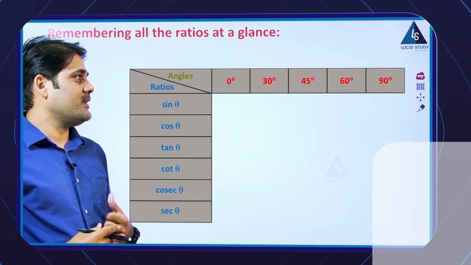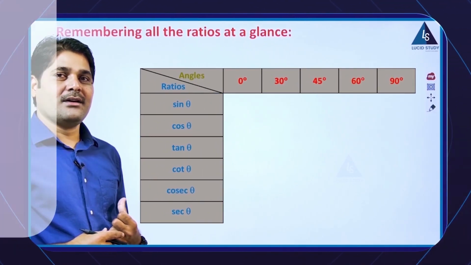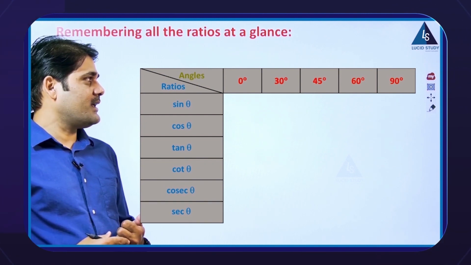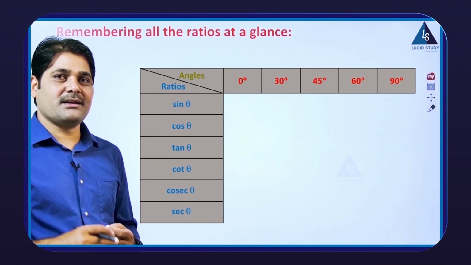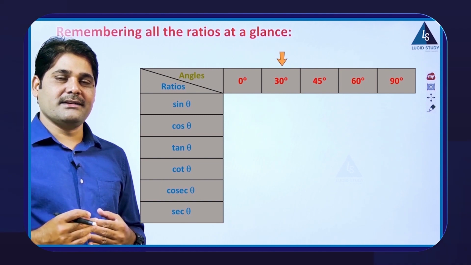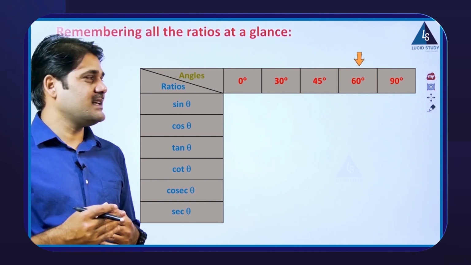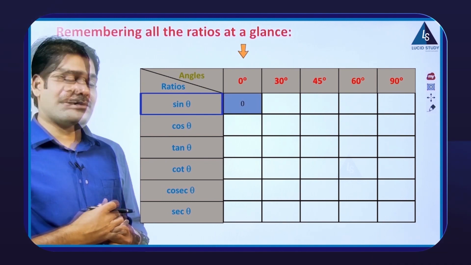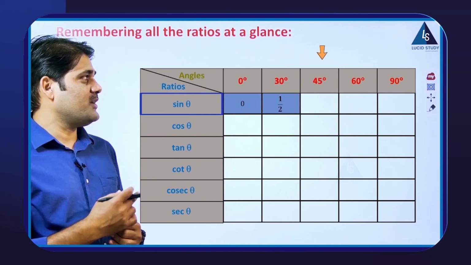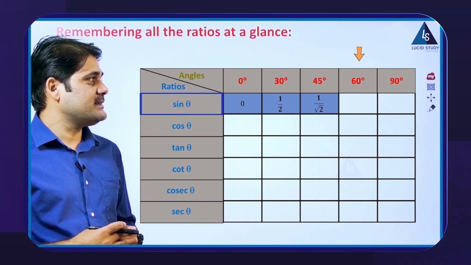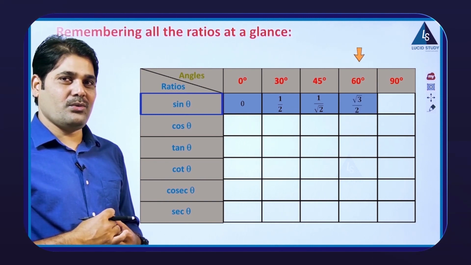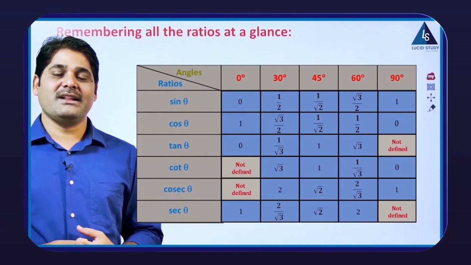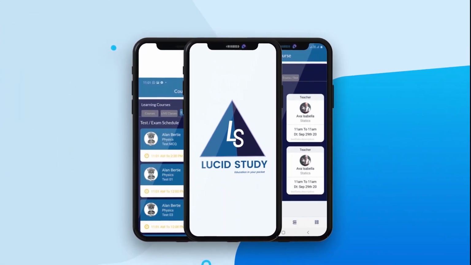Now, I will draw the table: sin, cos, tan, cot, cosec and sec. And on that side I will take specific angles, those are 0, 30 degrees, 45 degrees, 60 degrees as well as 90 degrees. Sin 0 is 0, sin 30 is 1 by 2, sin 45 is 1 by root 2, sin 60 is root 3 by 2, sin 90 is 1. So like this I can fill the table.